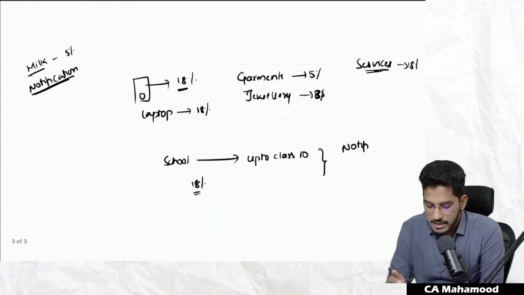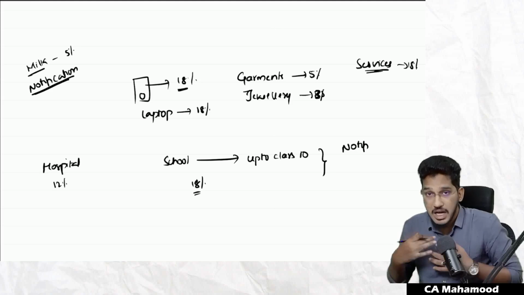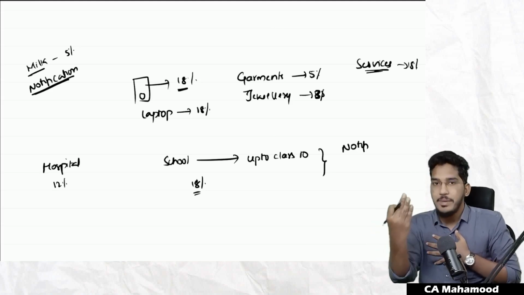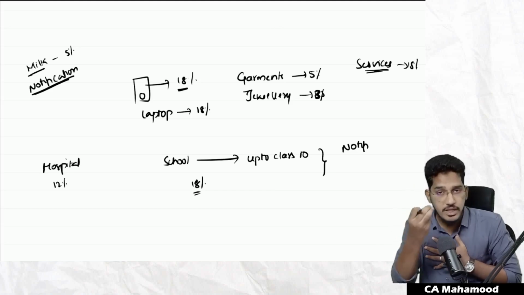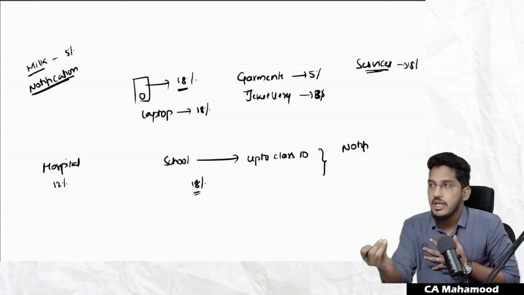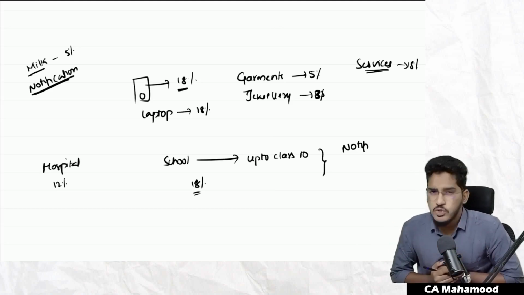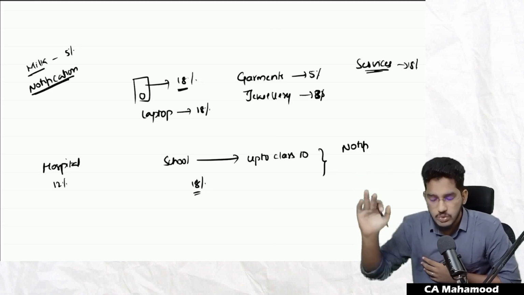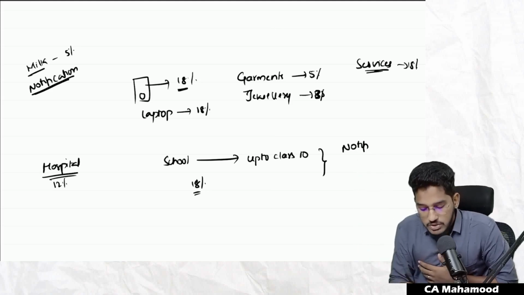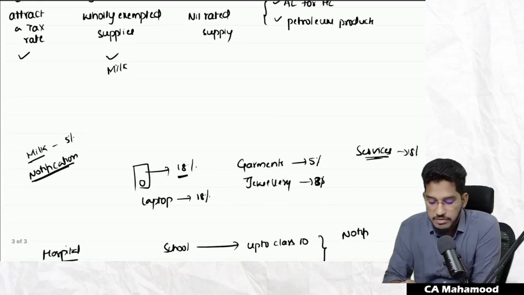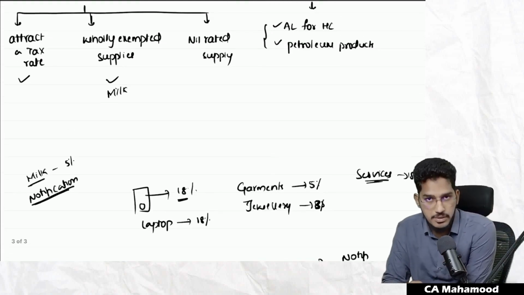Or let me give you one more example. Hospital, medical services. On medical services, assume the tax rate is 12%. But the government, keeping the public interest in mind, released a notification and told that medical services are very much important for a person's survival. If we impose GST on that also, medical services will become costly. That is not in the public interest. The government released a notification and told that on medical services also we will not impose GST. We will wholly exempt them. So that will fall under wholly exempted supplies.